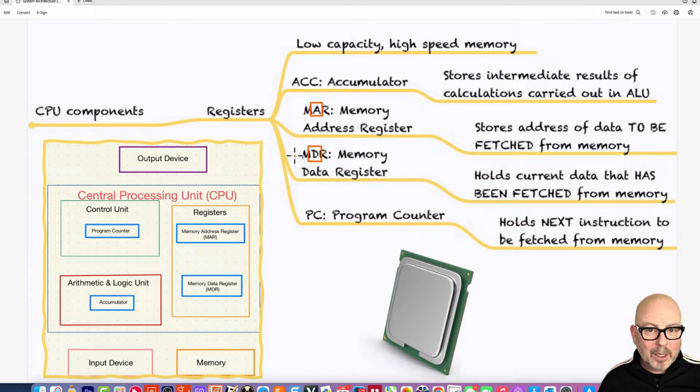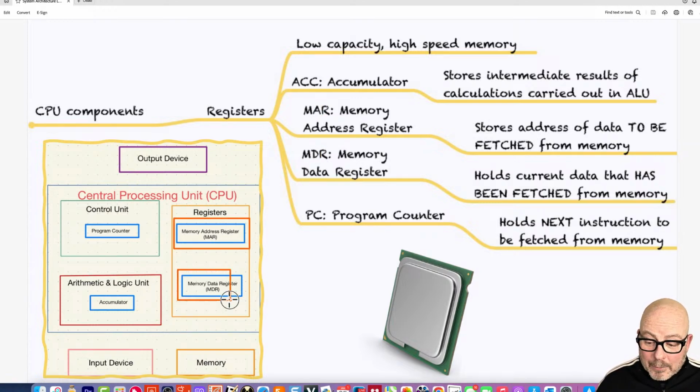So the instruction might be take this piece of data, which you need, and add it to that piece of data. And the last bit of the jigsaw is you need to know where it is, and that's where the address comes in. So that's why, if you look over here, you've got a memory address register and you've got a memory data register. And that's important for von Neumann, okay? That's what makes this architecture.